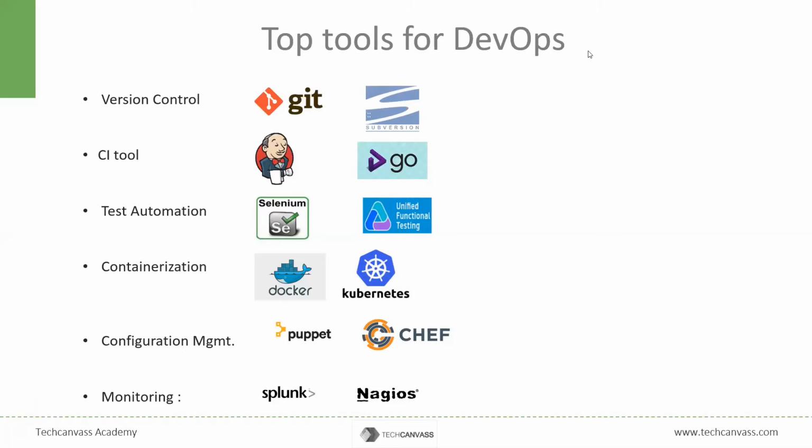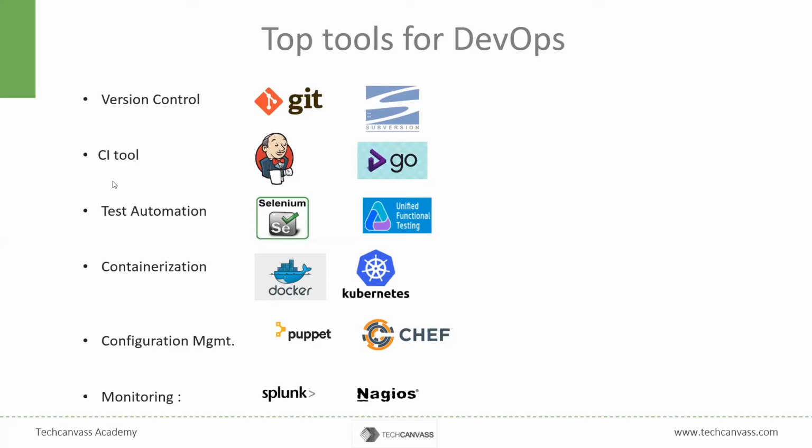Now, as we are aware of the different stages in the DevOps pipeline, let's talk about the top tools which are widely used at each stage in the DevOps pipeline. In the presentation, I have covered 2 tools for each stage. Apart from that, there are a number of tools also available in the market. So first is the version control tool. Here we can see Git is available, then there's Subversion.